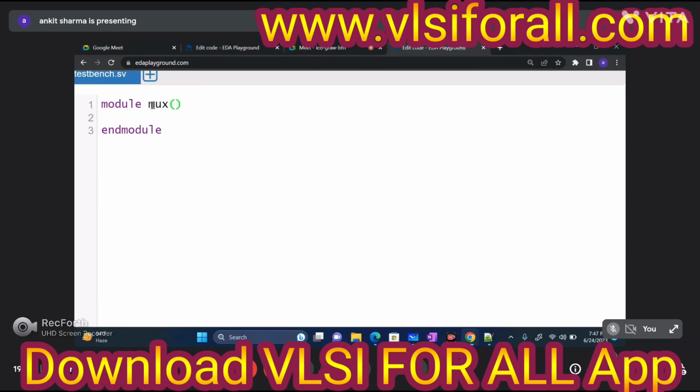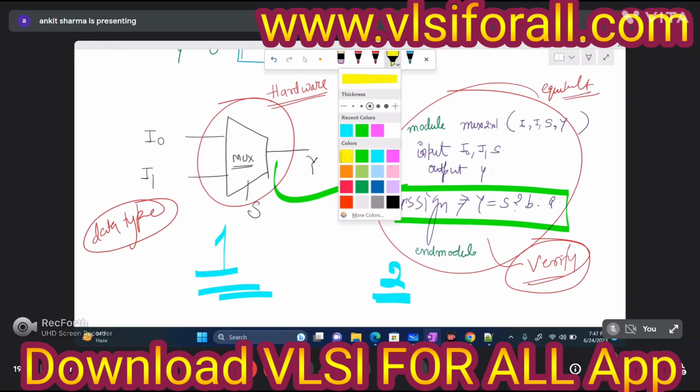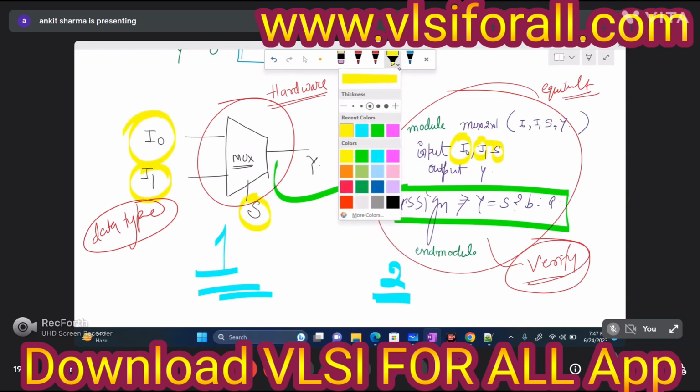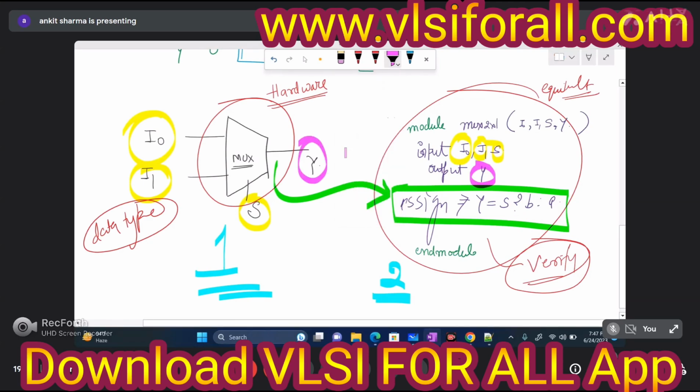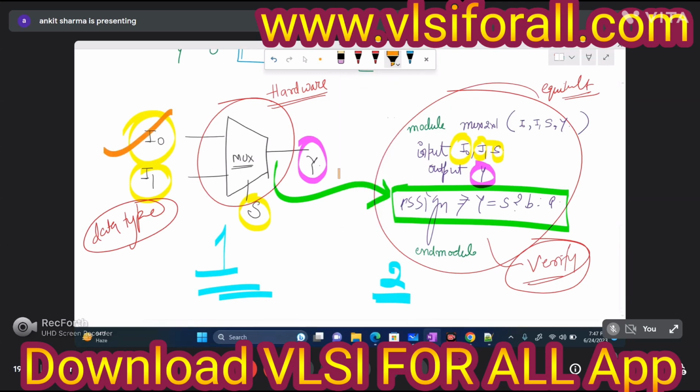And I can write here mux, which I wrote in the box. You can just see how many inputs I have: 1, 2, and 3. How many outputs do I have? I have one output. How many total ports do I have? 1, 2, 3, 4. What is the name? The name I wrote here, mux of 2:1.